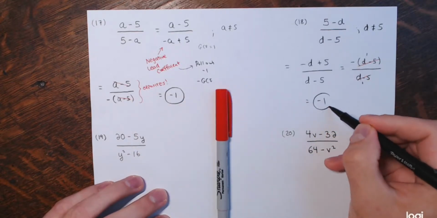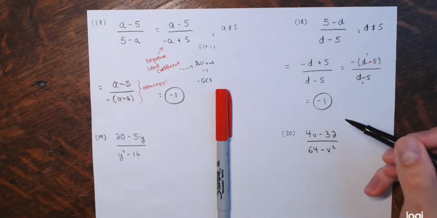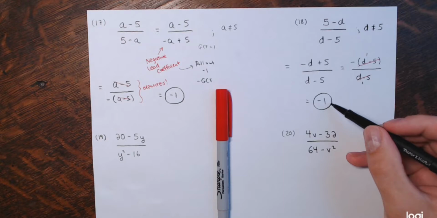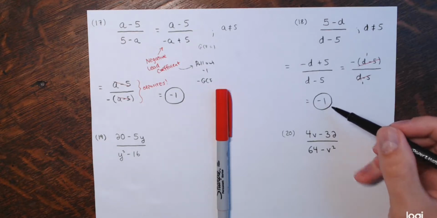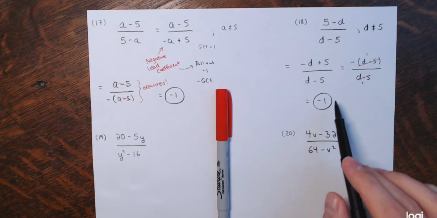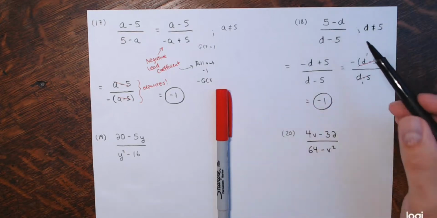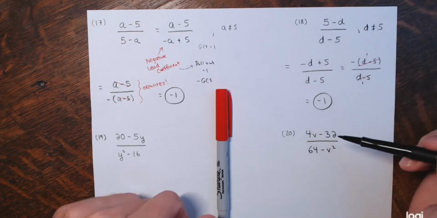And that's going to happen anytime you have opposites, right? Anytime the numerator and denominator are opposites, they'll divide to be negative 1. So the value of this first fraction is the same as negative 1 all the time, as long as d is not 5. Right? Replace d with anything else, and that will be a true statement.